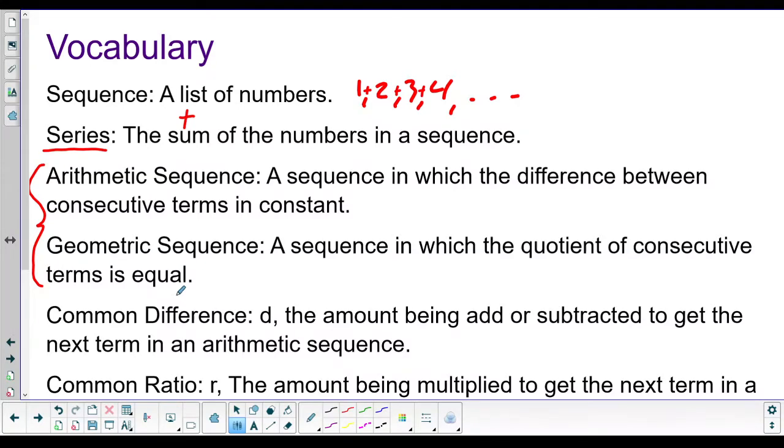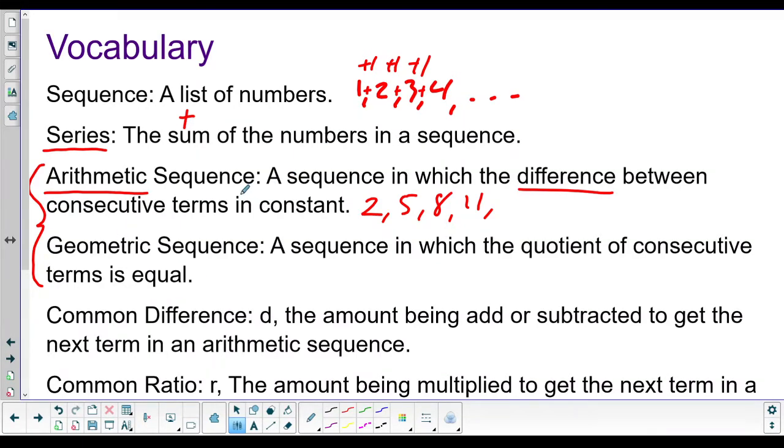So not too bad. There are two types of sequences we're going to look at. We're going to look at arithmetic sequences. An arithmetic sequence is a sequence in which the difference between consecutive terms is constant. So that just means that they go up by the same amount each time, like this. It's plus 3, plus 3, plus 3. This would be an arithmetic sequence. This is also an arithmetic sequence. It's plus 1, plus 1, plus 1. So anytime you are adding or subtracting the same amount every single time to get the next number, that's arithmetic.